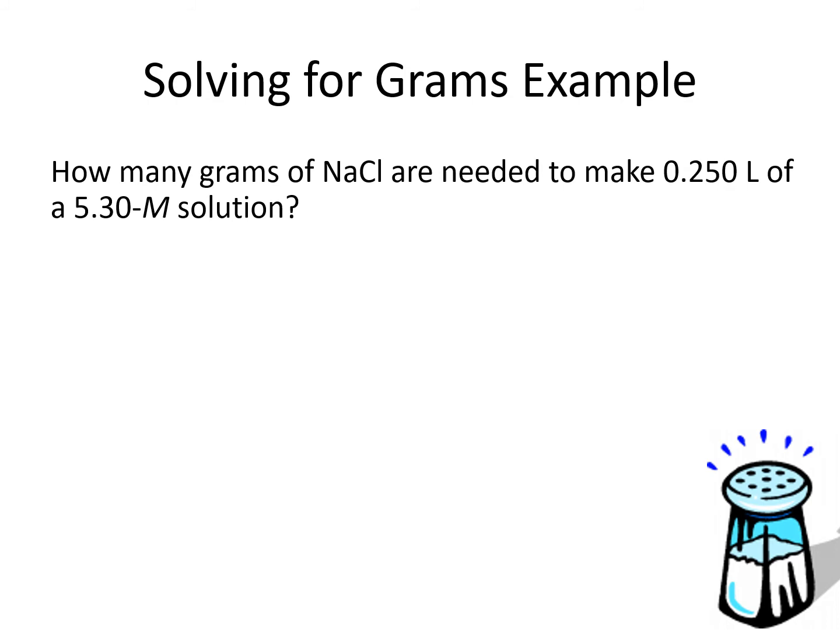This next type of problem is one of the most common calculations you will do in the chemistry lab if you do any sort of research. We are trying to figure out how to make a particular concentration of solution. In this example problem, we are trying to find how many grams of sodium chloride are needed to make 0.250 liters of a 5.30 molar solution. Again, this is using our basic molarity equation, but in slightly different ways than what you're used to.